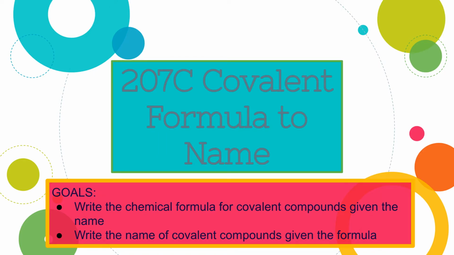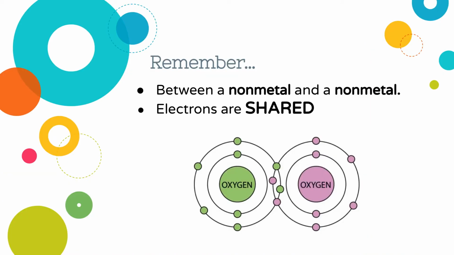I'm here to talk about lesson 207, covalent formula to name. So the goal for this lesson is to write the chemical formula for covalent compounds given the name and write the name of covalent compounds given the formula. If you recall, covalent bonds are between nonmetals. The electrons are shared.